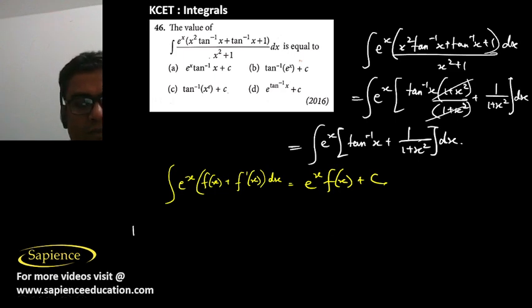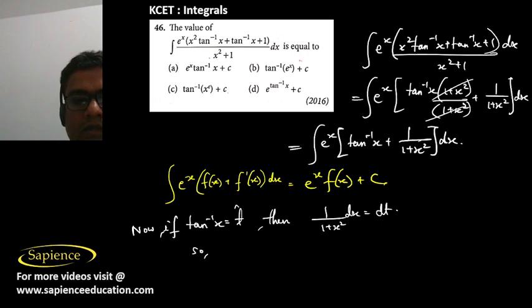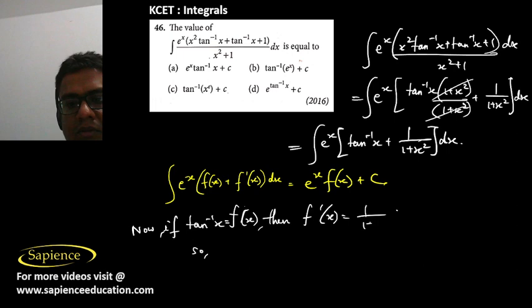Now if we take tan inverse x equal to t, then 1 by 1 plus x square into dx will be equal to dt. So it means that if I take tan inverse x as f of x, then f dash x will be equal to 1 by 1 plus x square.